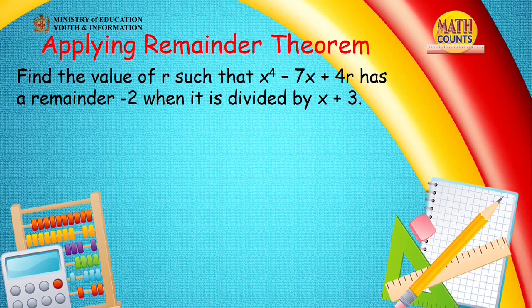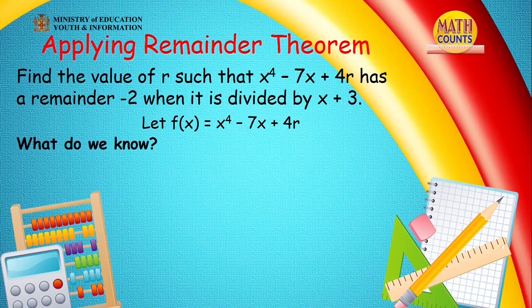Applying remainder theorem. Find the value of r such that x to the fourth minus 7x plus 4r has a remainder of negative 2 when it is divided by x plus 3. Let's start by naming the polynomial. But what do we know? If when f of x is divided by x plus 3, it leaves a remainder of negative 2, that's enough information for us to start the basic work.